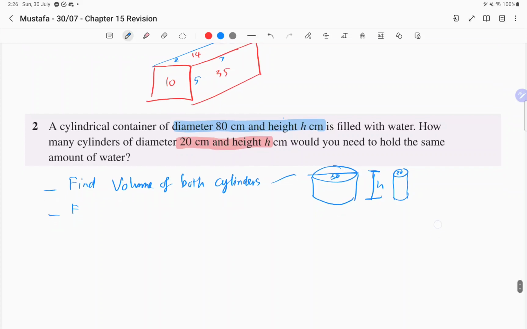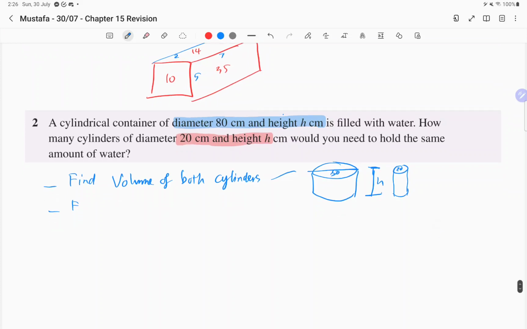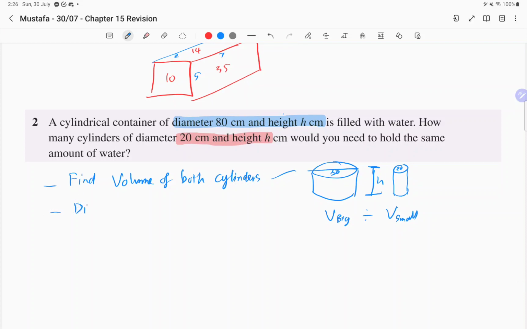So that's what I meant by both cylinders. You need the volume of the big one, and then you divide by the volume of the small one in order to get how many of the small cylinders. Make sense? So in this case, the volume of the big cylinder would be what? Pi times 40 squared times h.